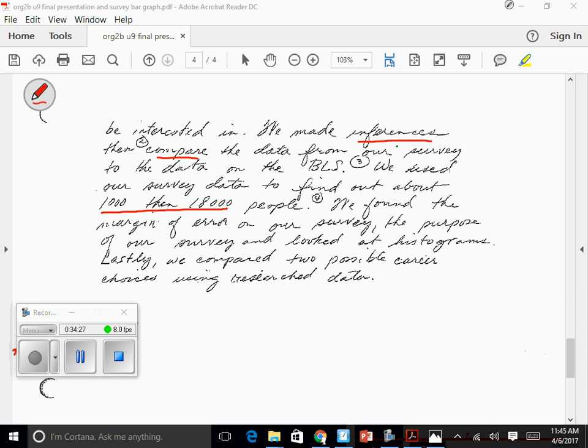Hey, you built something today quite similar to a histogram. You have the different categories, how many in each category. So you did your histogram. And then lastly, we compared 2 possible career choices using research data. That's what that word says, research data. So this last category, you just said what we did throughout the unit.